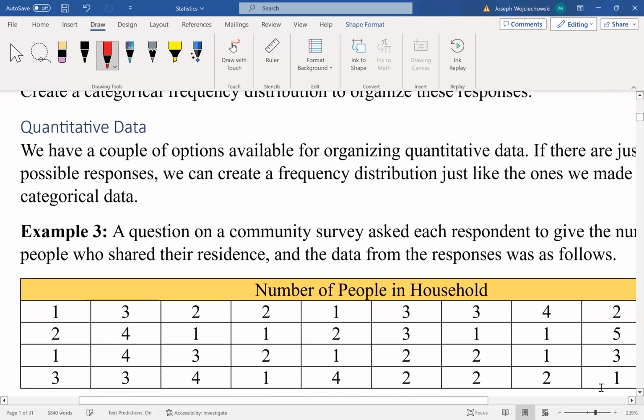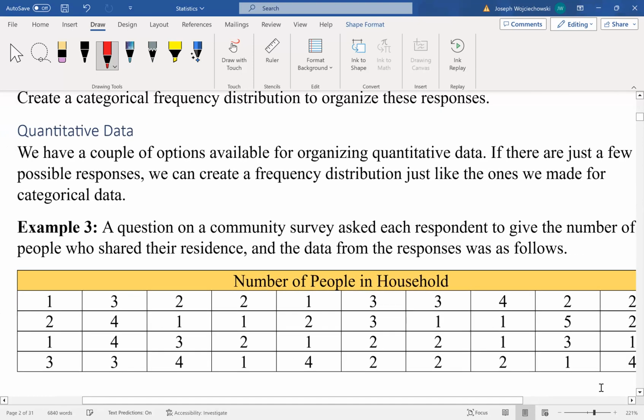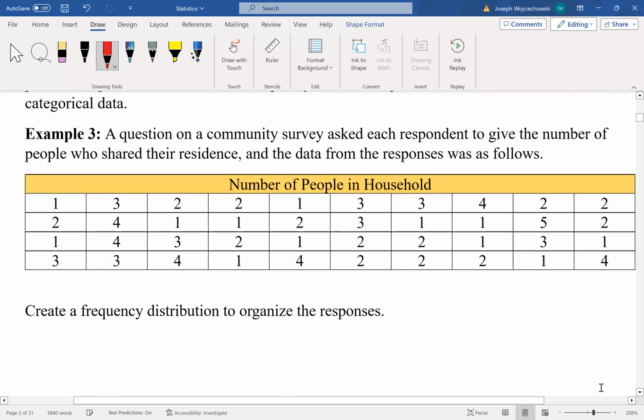We have a couple of options available for organizing quantitative data. If there are just a few possible responses, we can create a frequency distribution just like the one we made for categorical data. So, a question on a community survey asks each respondent to give the number of people who shared their residence, and the data from the responses is below.